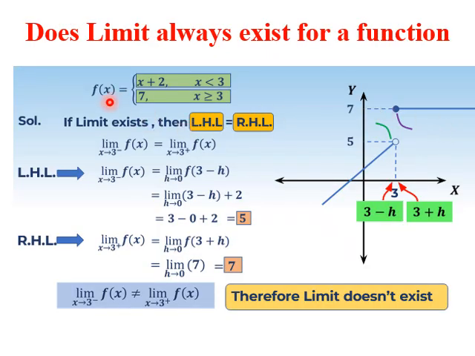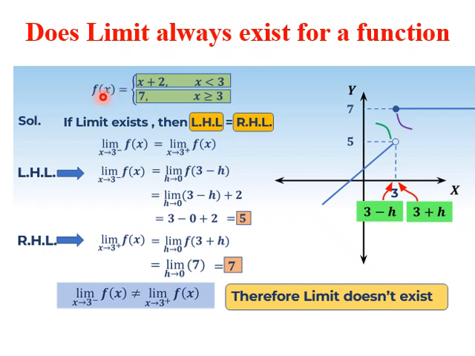Now consider a function f of x equal to x plus 2 when x is less than 3, and f of x equal to 7 when x is greater than or equal to 3. We want to find what happens at x equal to 3. Let us try to find it out.